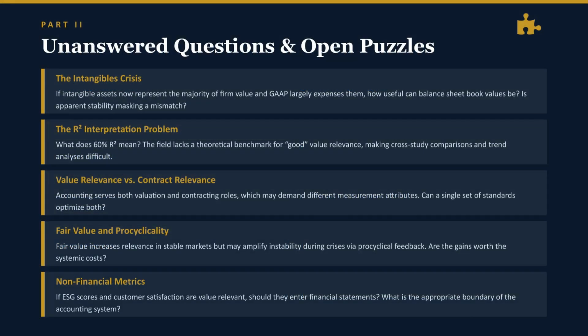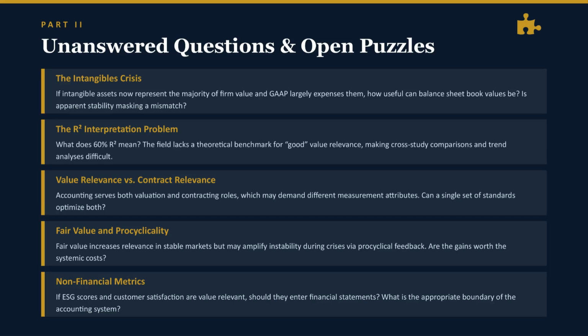Current value relevance research explores several emerging areas. The growing importance of intangible assets, R&D, brands, data, human capital, raises questions about whether traditional balance sheets adequately capture firm value. Researchers examine the value relevance of ESG disclosures, non-financial KPIs, and sustainability metrics. The adoption of IFRS 17, insurance contracts, and IFRS 9, financial instruments, provides natural experiments for assessing whether new standards improve the price accounting relationship. Additionally, researchers study value relevance in the context of digital assets and cryptocurrencies, where traditional accounting frameworks face novel challenges.